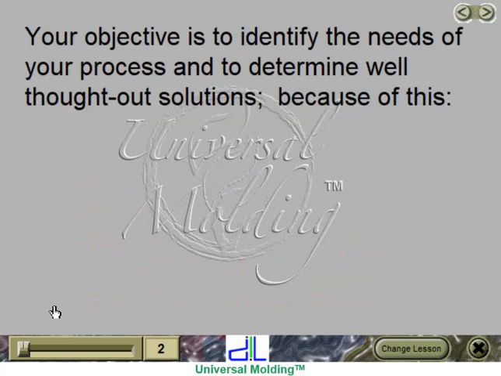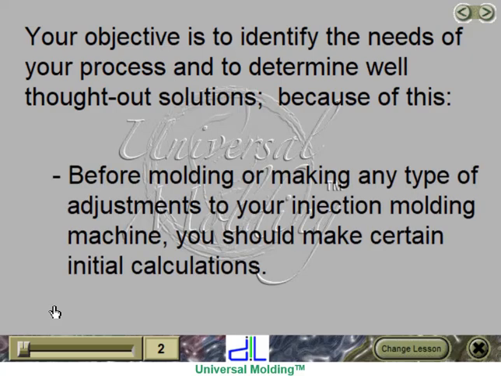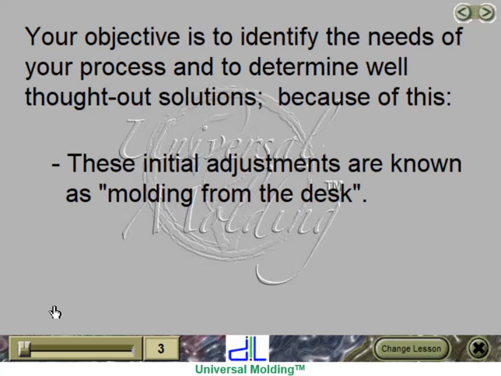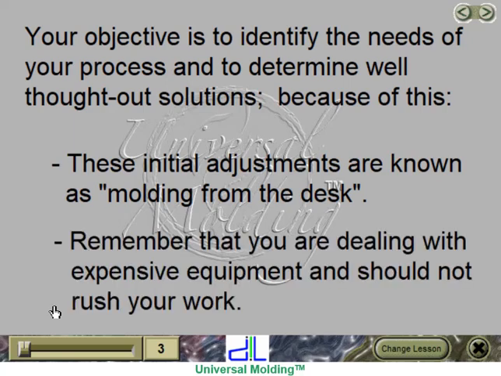Your objective is to identify the needs of your process and to determine well-thought-out solutions. Because of this, before molding or making any type of adjustments to your injection molding machine, you should make certain initial calculations. These initial adjustments are known as molding from the desk. Remember that you are dealing with expensive equipment and should not rush your work.